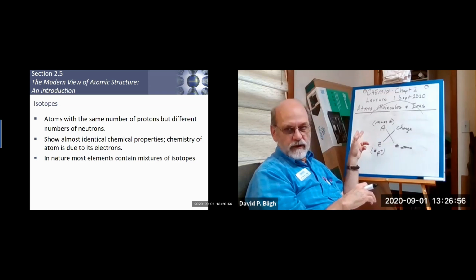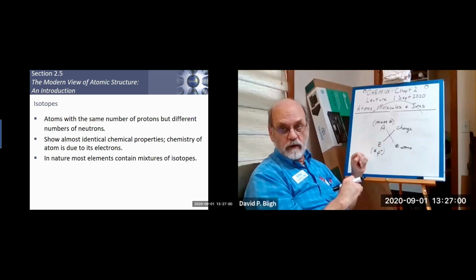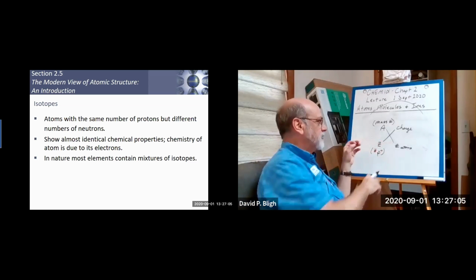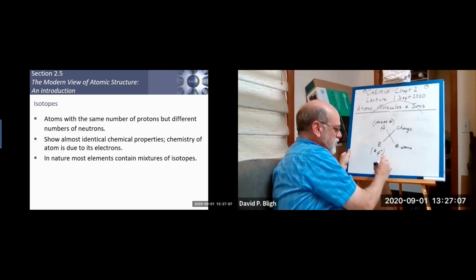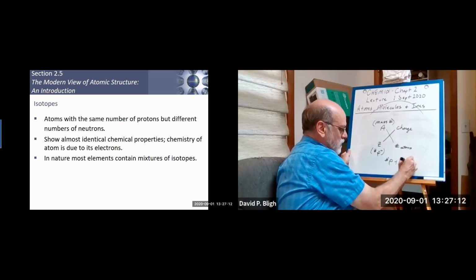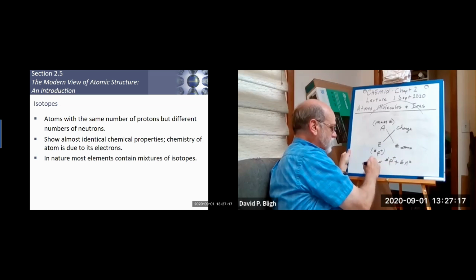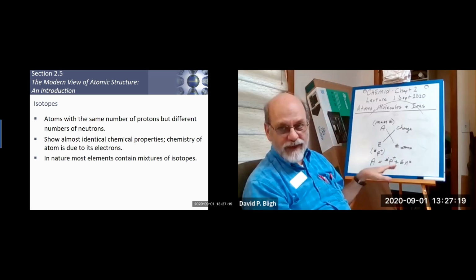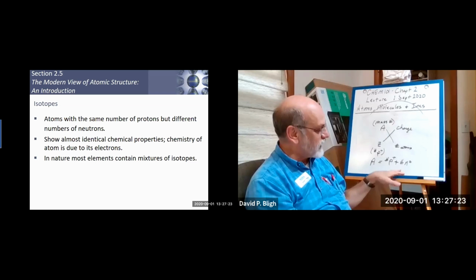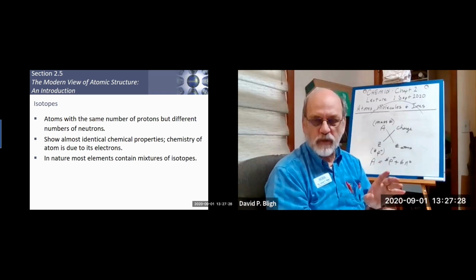The mass number can be different for different isotopes of an element. And that's where the isotope comes in. The mass number is the number of protons plus the number of neutrons. Okay. So that's the mass number. So if you know the mass number and you know the number of protons, you can calculate the number of neutrons. And that's where isotopes come in.